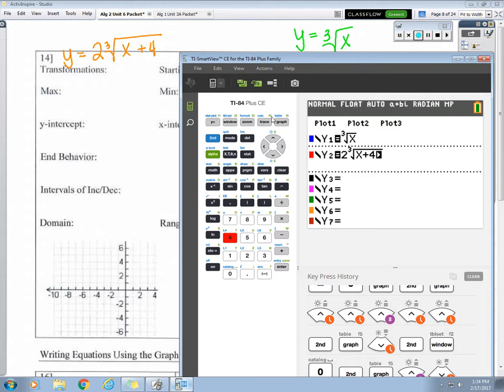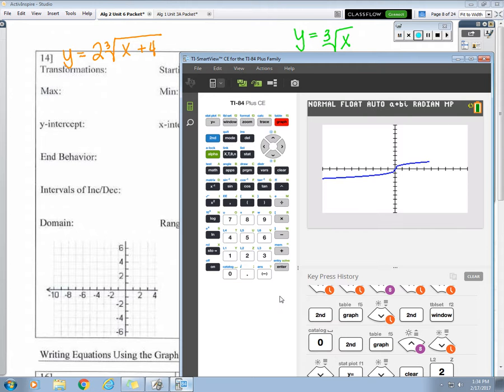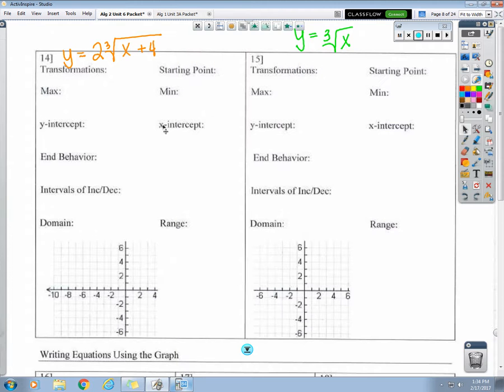Remember, our function is the red one. The blue one is just what we're comparing it to. So how did ours change? Where did the center go? It went left 4, because the center was at 0, 0, and now isn't the center at negative 4, 0? Okay, so right away I can go ahead and write down that it went left 4, which put your center at negative 4, 0.